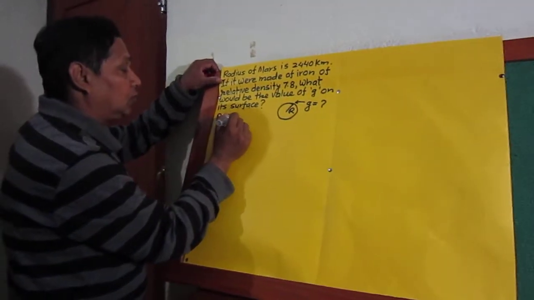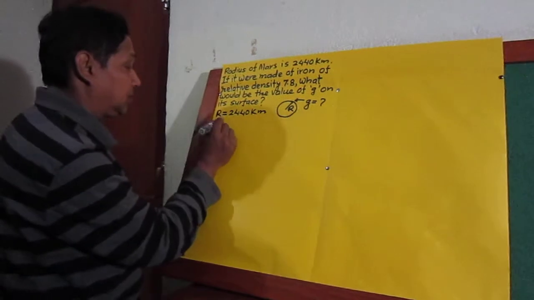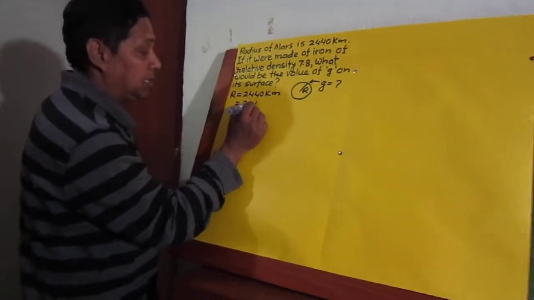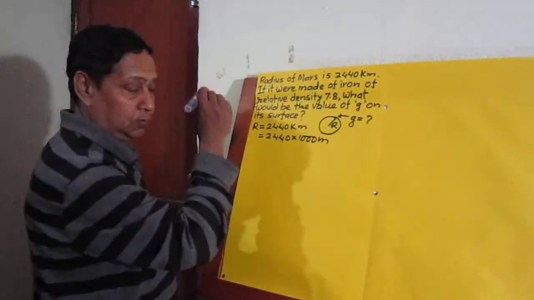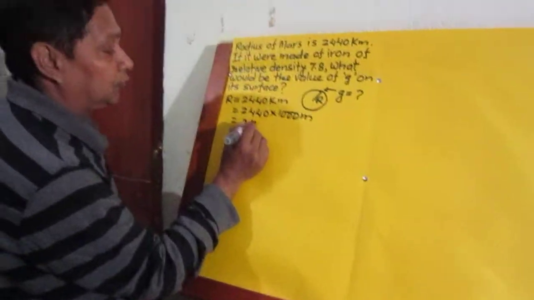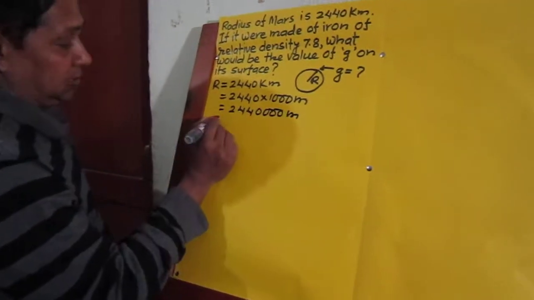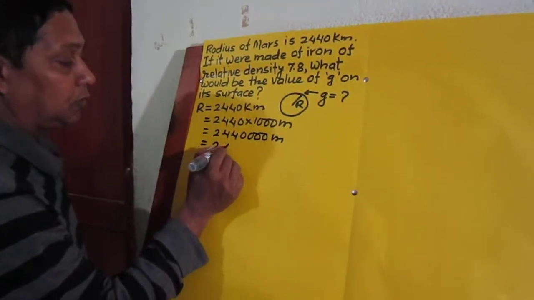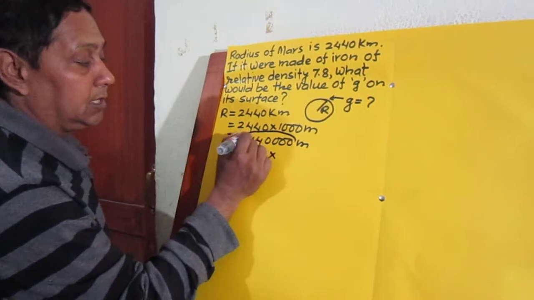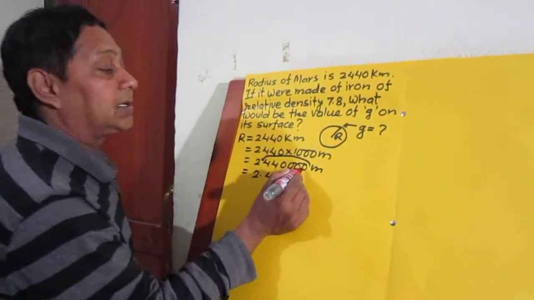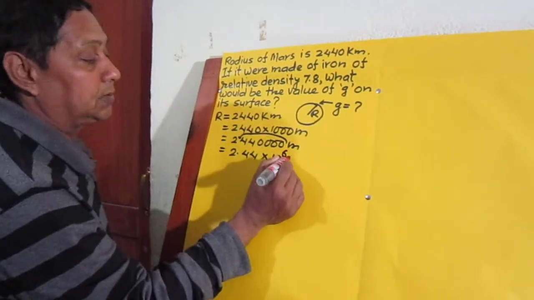Radius is equal to 2440 kilometer, and we are using SI system, that's why kilometer doesn't work. I'm converting it into meter, multiplying by 1000, and this is equal to 2,440,000 meter. And we are using short notation for this: 2.44, the point is shifted from this place to this place, that's why it is going back 6 digits, 1 2 3 4 5 6. So I am writing 10 to the power 6 meter here.